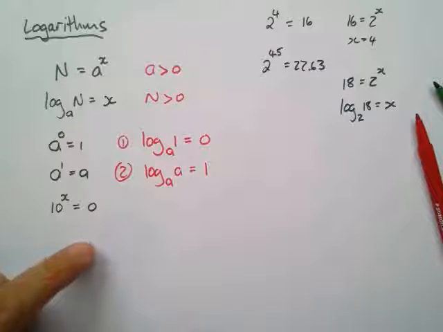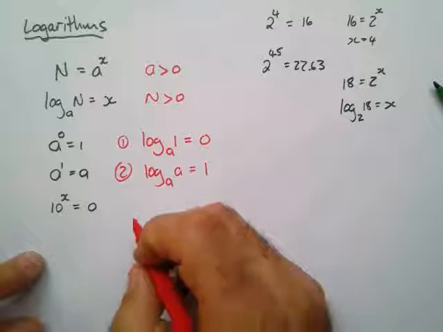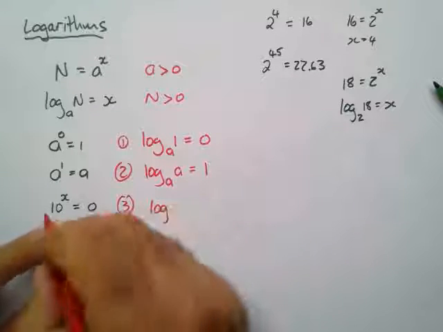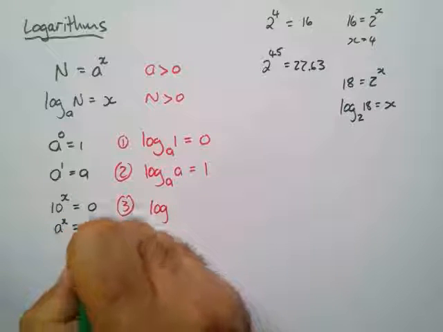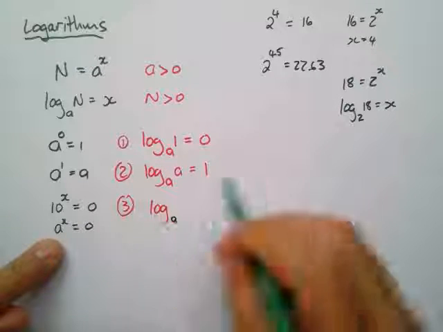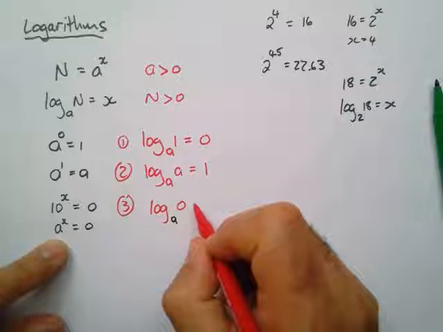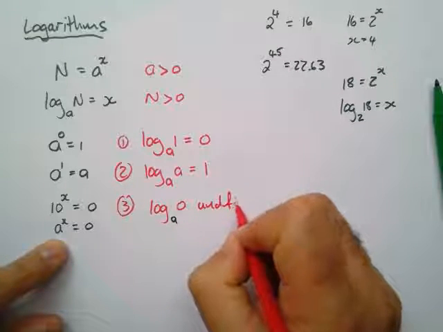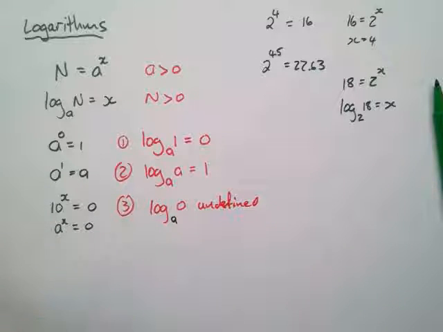We also know, therefore, that a to the power x can't be 0. So the third thing is, if I write a to the power x equals 0 as a log, log base a of 0 is undefined because it cannot be x. So if we ever have a 0, we just say it's undefined.